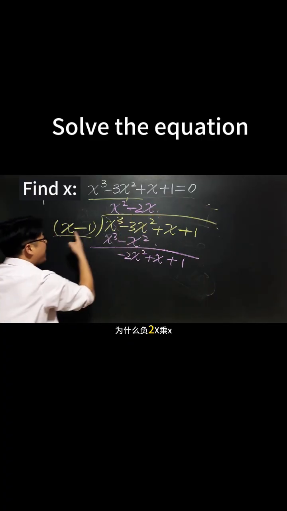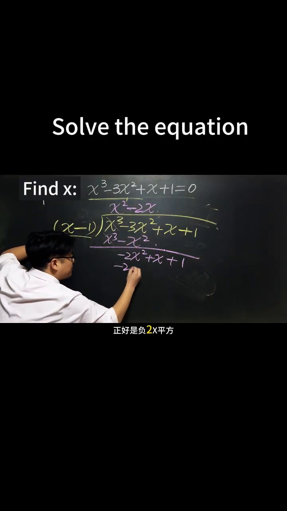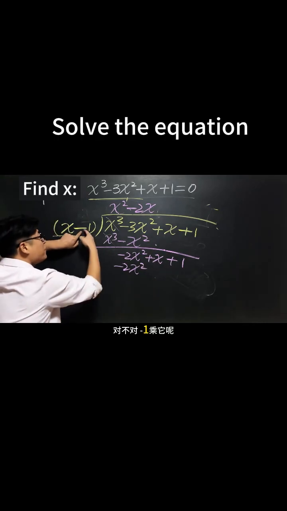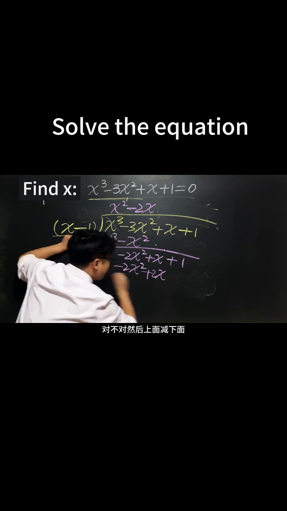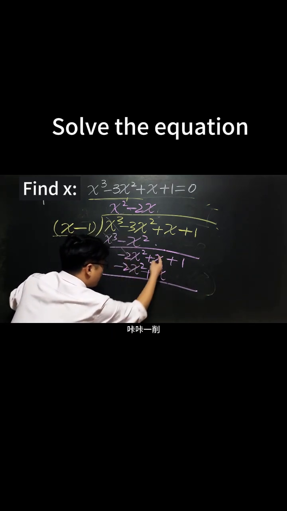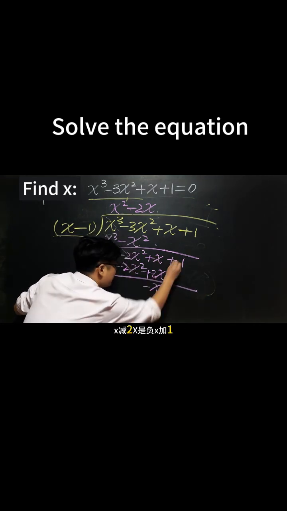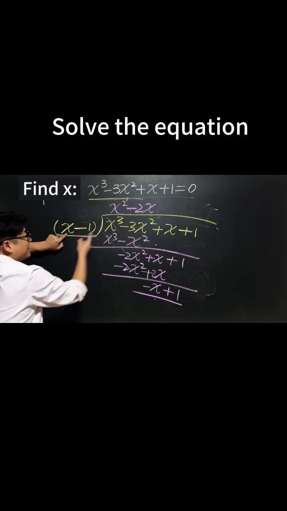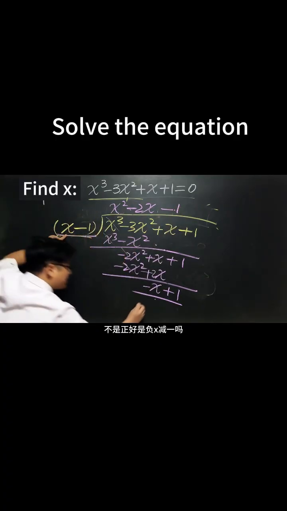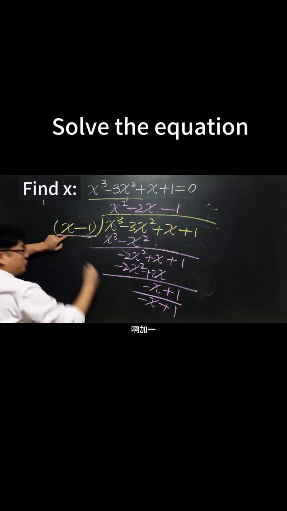Why? Because negative 2x times x is exactly negative 2x squared. Right? What about negative 1 times that? Isn't it plus 2x, right? Then subtract the bottom from the top, cancel them out. X minus 2x is negative x plus 1. Negative x plus 1 divided by that, what do we put up? Of course, we put negative 1. Negative 1 times that is exactly negative x plus 1, right? So it equals 0.